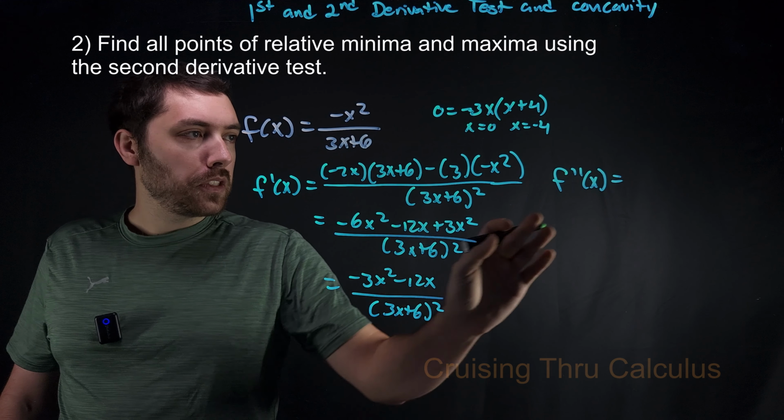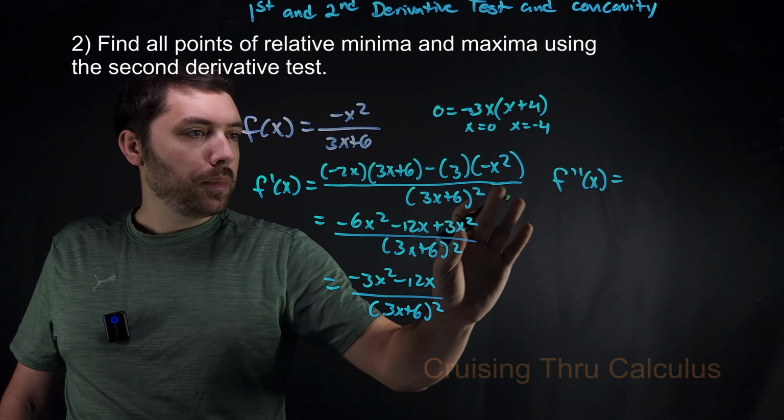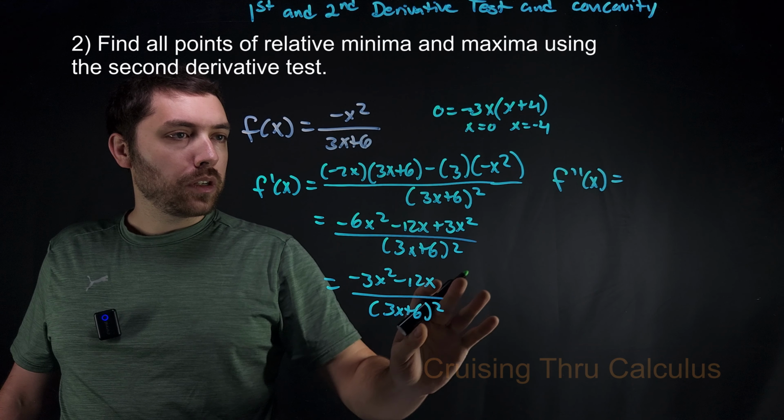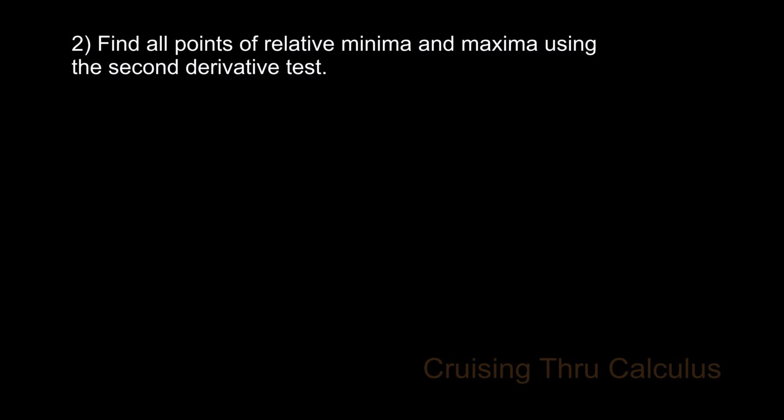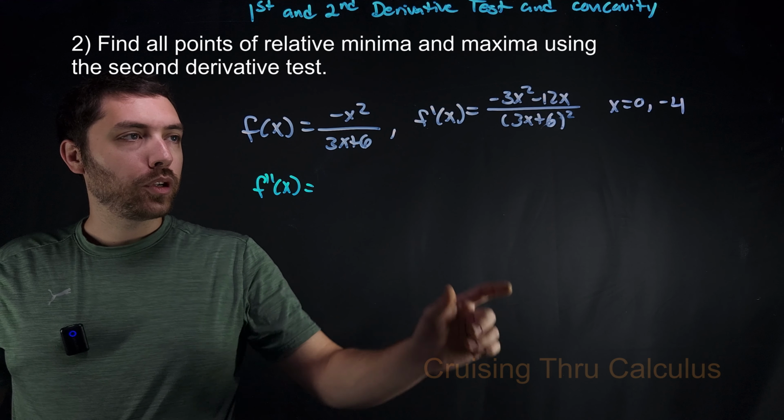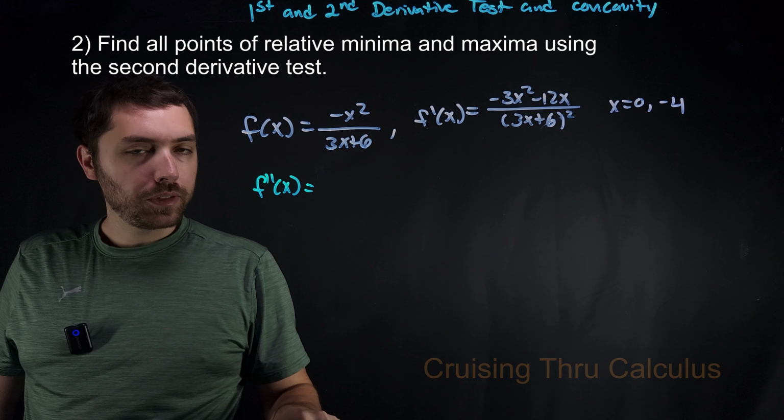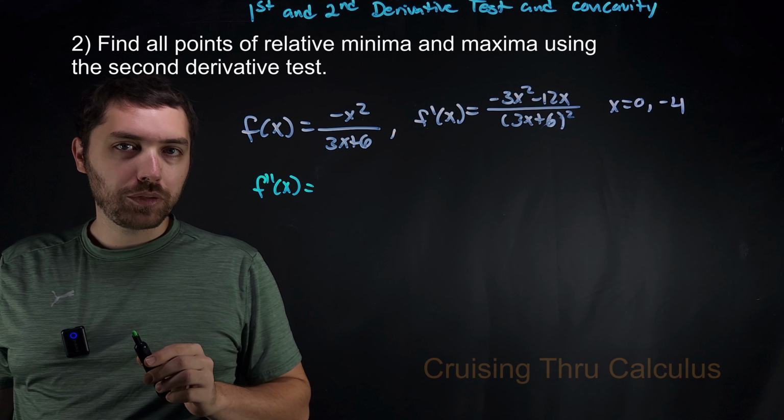And actually, I think that this is going to take up a bit of room. So let me go ahead and just erase things here, move things around, and then we'll continue. All right, I put our first derivative up here. I put where the first derivative is equal to 0. It's now time to find the second derivative.